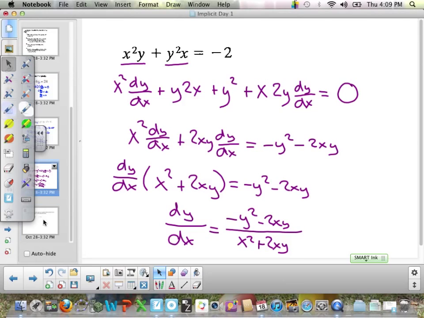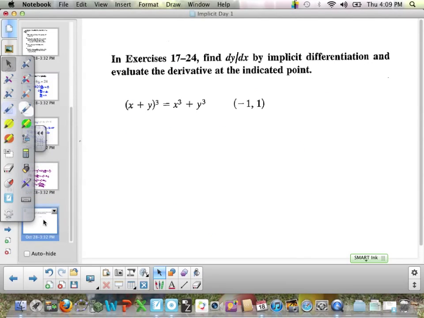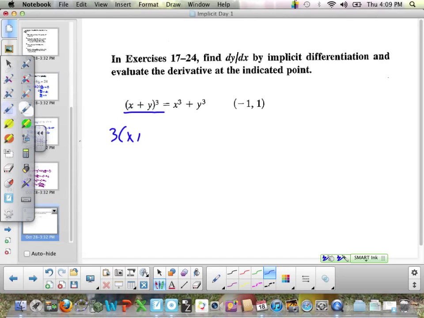I'm a different school of thought. If you're only doing it for one point, let's find our derivative, then plug the point in before solving for dy/dx. Let me show you how that works. All right? So we'll take our derivative first. Here we got chain rule. We got 3 times x plus y squared times the derivative of what's inside. The derivative of x is 1 plus the derivative of y is dy/dx when we're with respect to x.